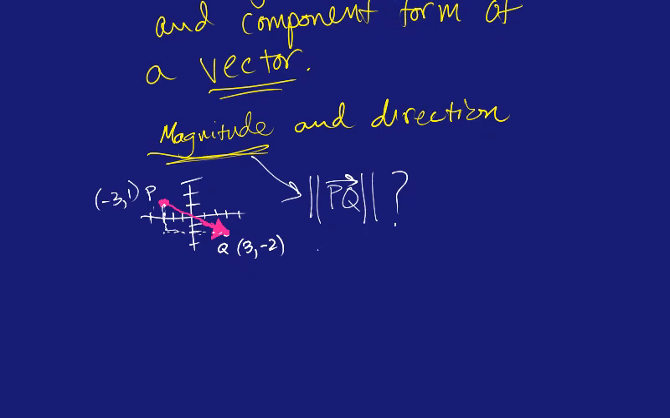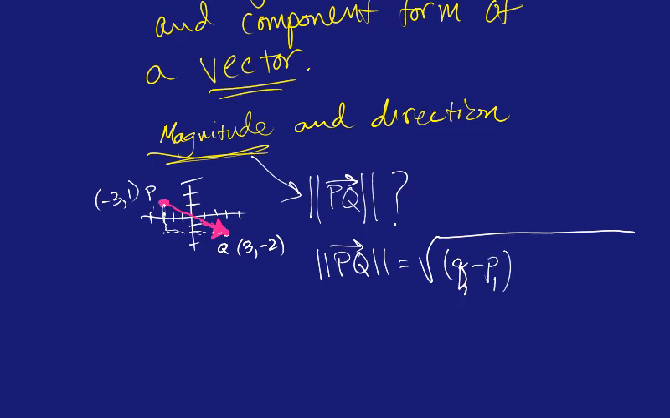And so the way we're going to do that is we're going to use this formula, and it's going to be the square root of the x value of Q, so I'm going to call it Q sub 1, minus P sub 1, so that's the x value of P, squared, plus Q sub 2 minus P sub 2, squared. And so it's just a variation of the distance formula where we subtract the x values, square it, and we subtract the y values, square it, and then we add them together in a square root, and you'll have the distance, which would be the magnitude of PQ. So let's just do this one for example.